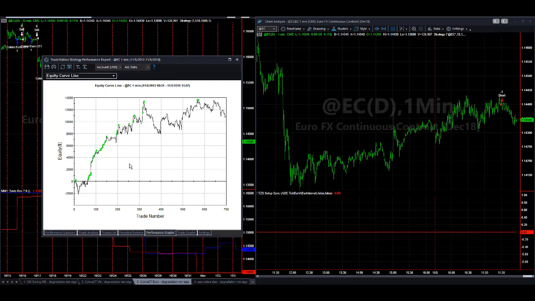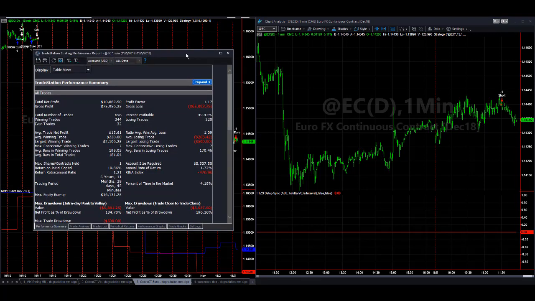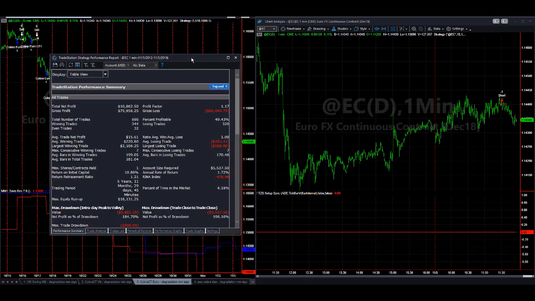algorithm approach. And so I wouldn't necessarily trade this strategy as it is, but it's an example of the degradation algorithm on the currencies. And again, currencies are one of the markets that I haven't focused on as much in recent years as the ranges have narrowed. I'm going to show you the settings for this.